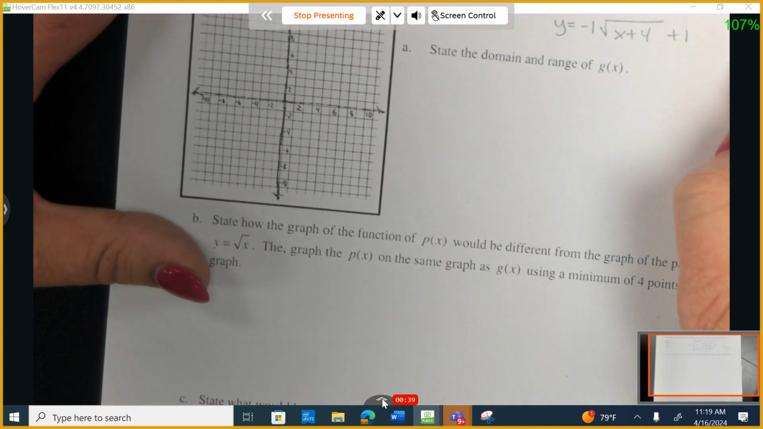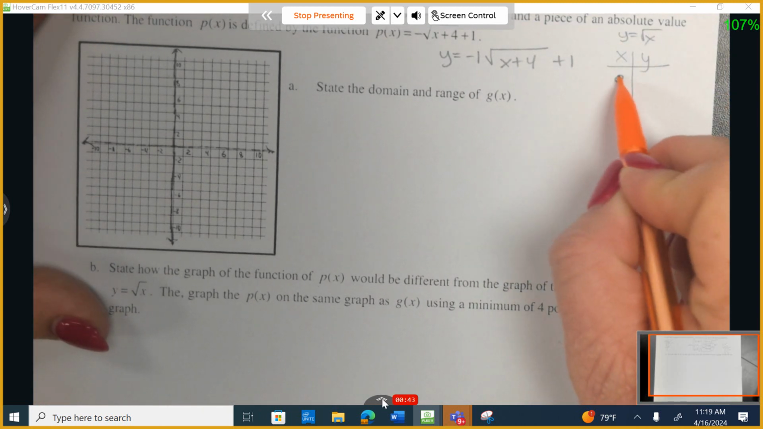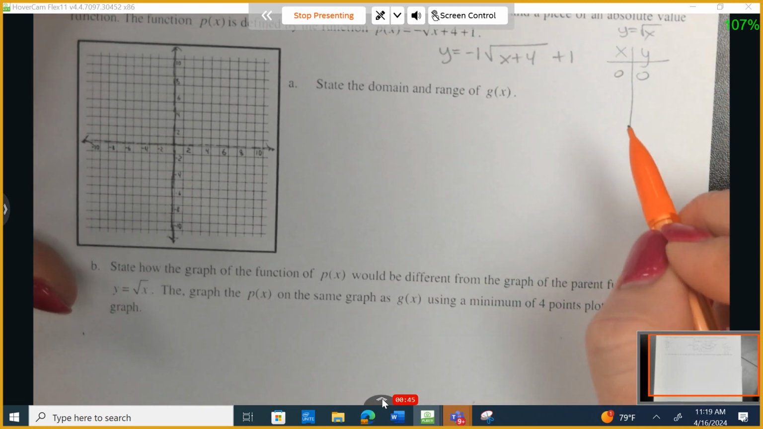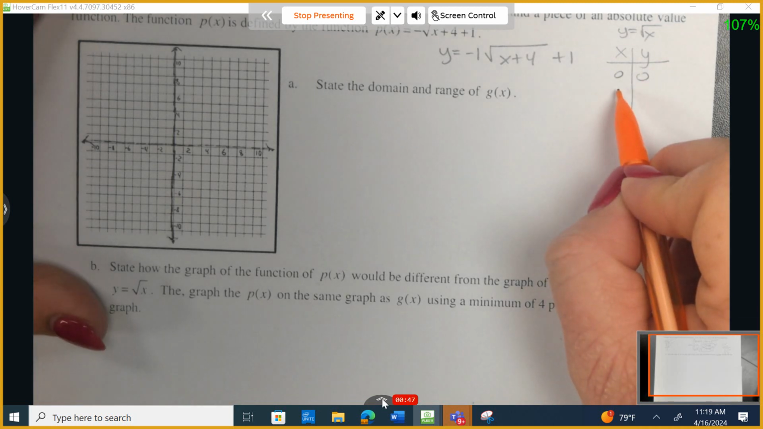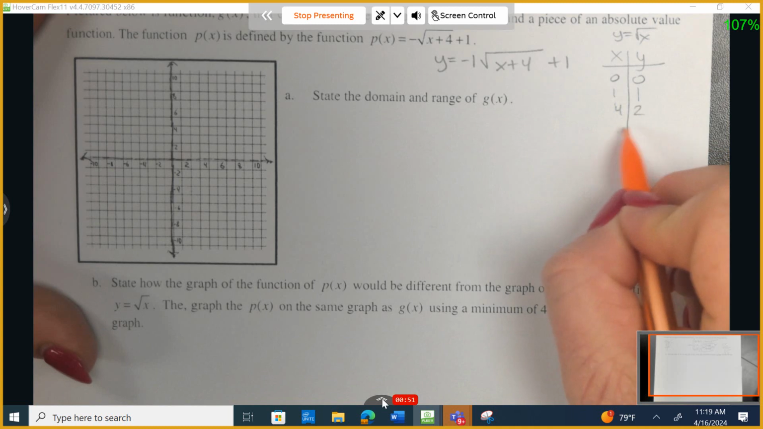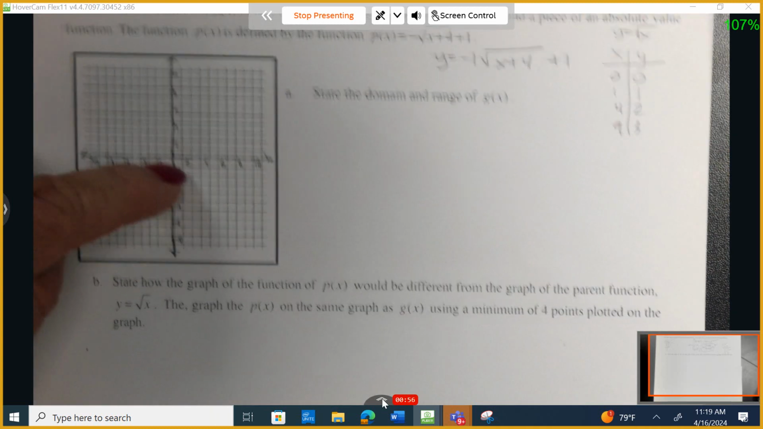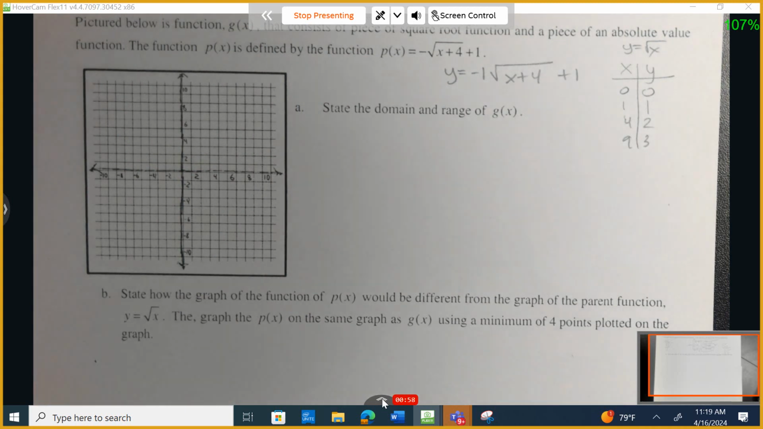Look back to your paper. What is the basic input values for the square root of x? 0, 0. What's the next one? Look at your paper. 1, 1. Now, 2 and 3 exist, but they're ugly. 4, 2, 9, 3. That's what I'm going to use. I'm going to press pause, and right now, with the help of your partner, let's see if you can graph this in 1 minute.